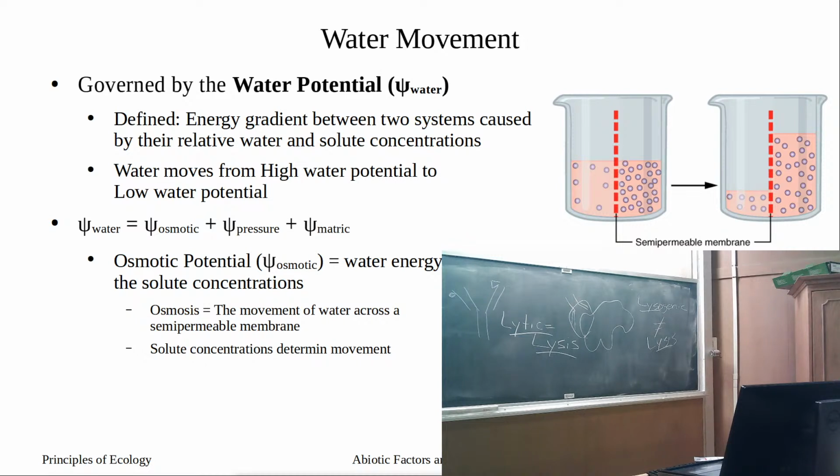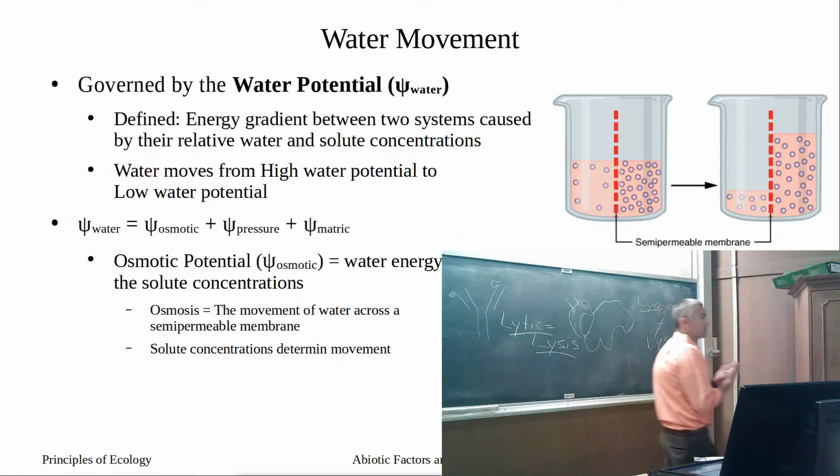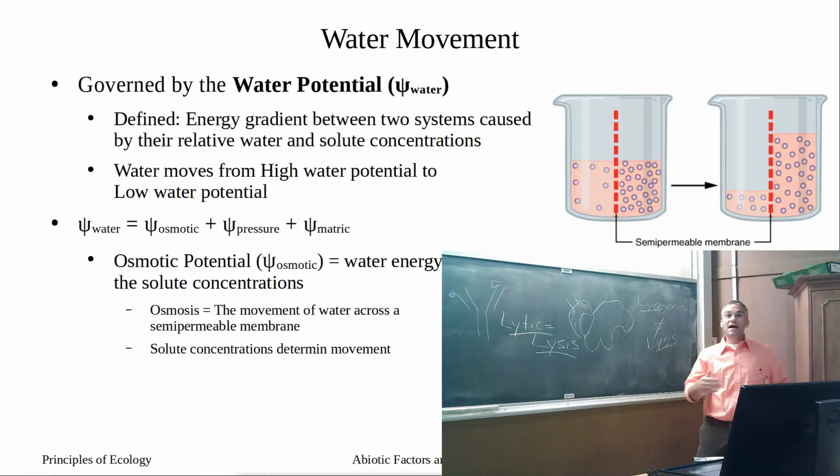All right, so it follows its gradient. But what determines the gradient? Well, the water gradient is determined by these 3 different things: the osmotic potential, the pressure potential, and the matric potential. All right? These 3 things determine the water potential, and that tells us which way water is going to flow.